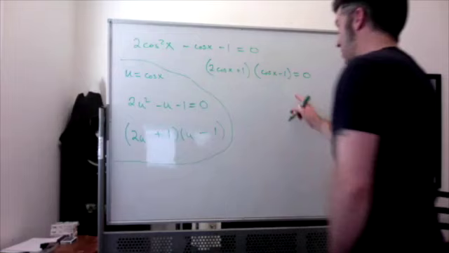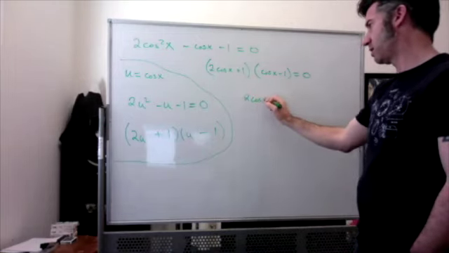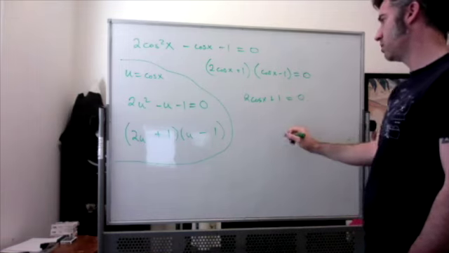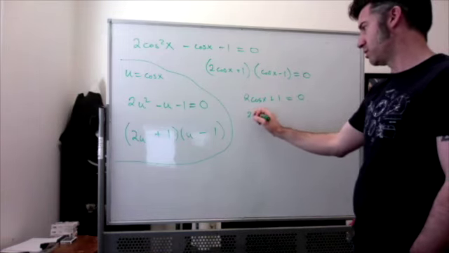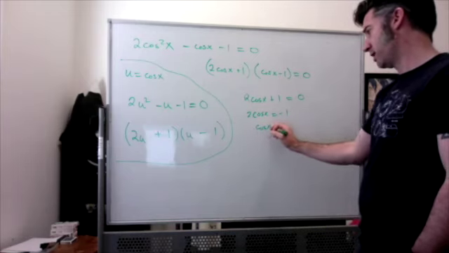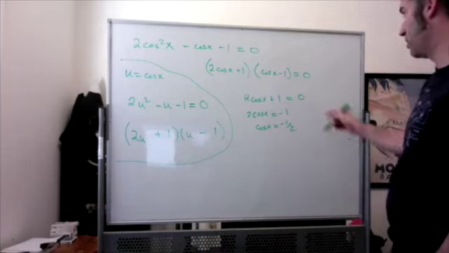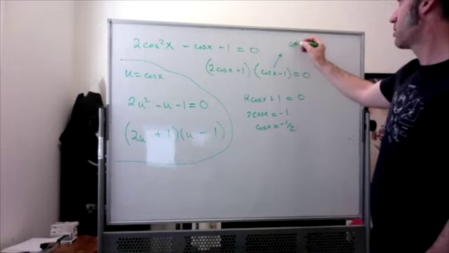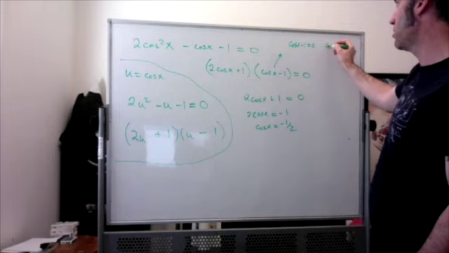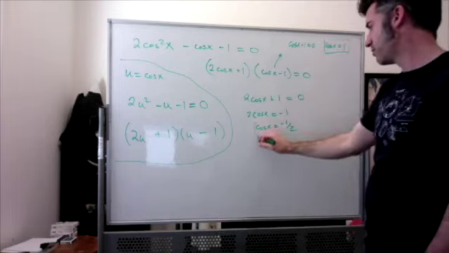So then we're going to set each of the factors equal to 0. So we're going to get 2 cosine x plus 1 equal to 0. That's going to give me 2 cosine x equal to negative 1, cosine x equal to negative 1 half. And then we also have this one: cosine x minus 1 equals 0, cosine x equals 1. So we have to solve these.